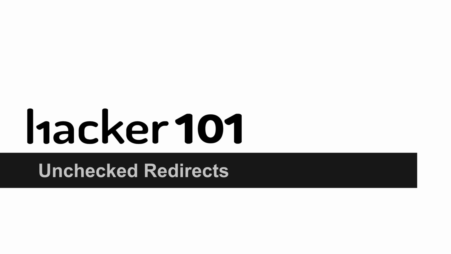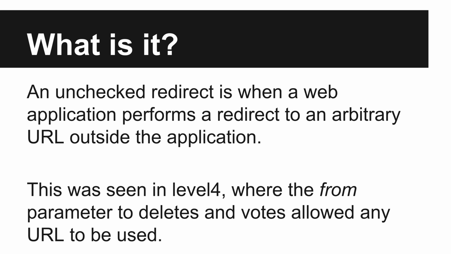In this session, we're going to be talking about unchecked redirects. You may have found this kind of bug in level 4, but understanding why it's important is critical. An unchecked redirect is when a web application performs a redirect to an arbitrary URL outside the application. In level 4, the from parameter on votes and deletes allows an attacker to redirect to any arbitrary site.